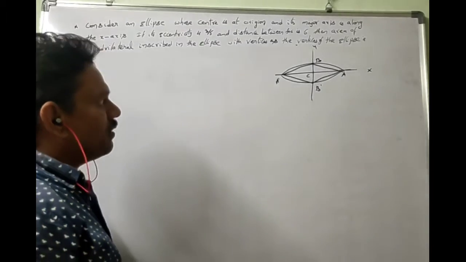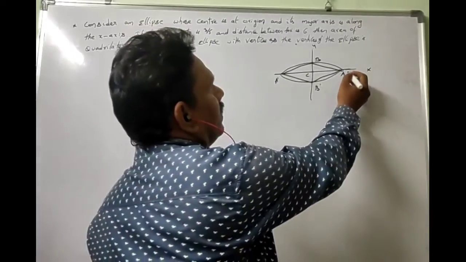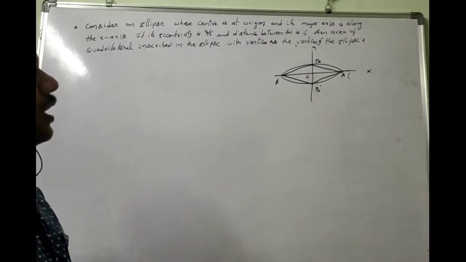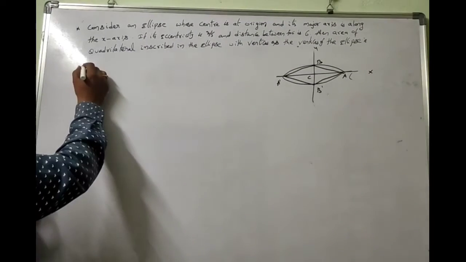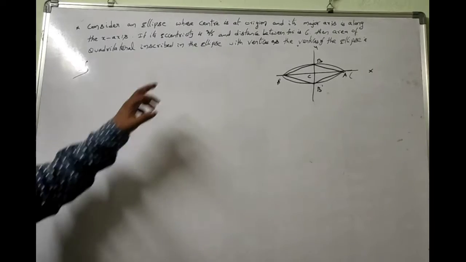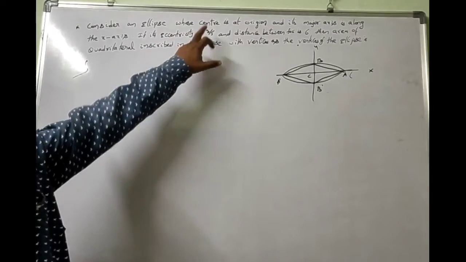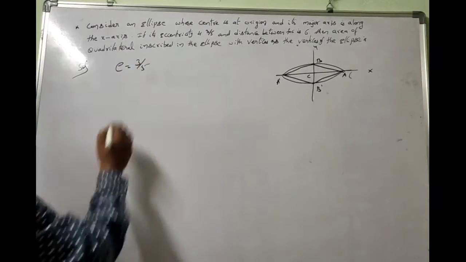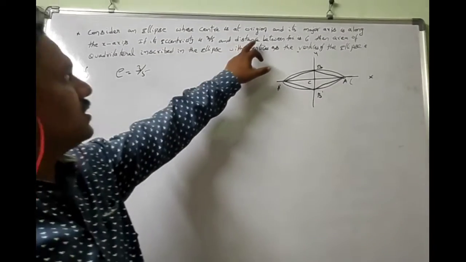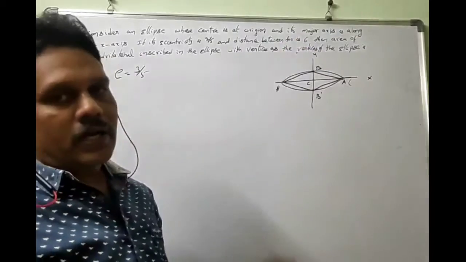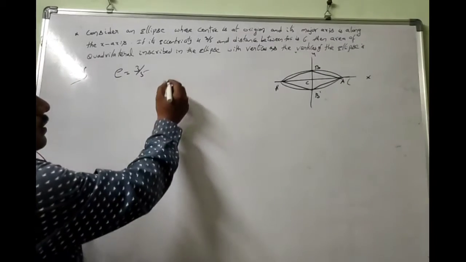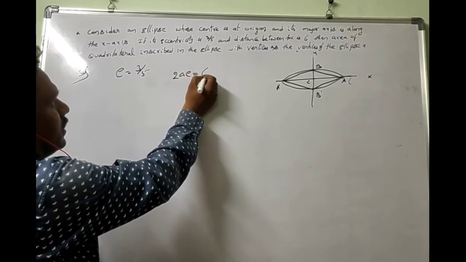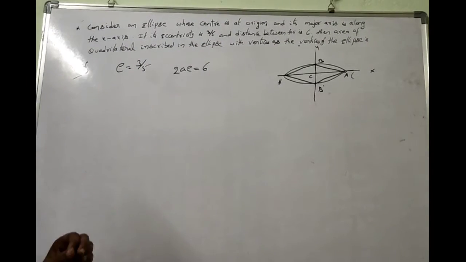So to find the area of this quadrilateral, we first have to find the vertices A and B. To find those vertices, what are the conditions given? Eccentricity is given as 3 by 5, that means e is equal to 3 by 5. And the second condition, the distance between foci is 6. In an ellipse the distance between foci is 2ae. So 2ae is equal to 6.